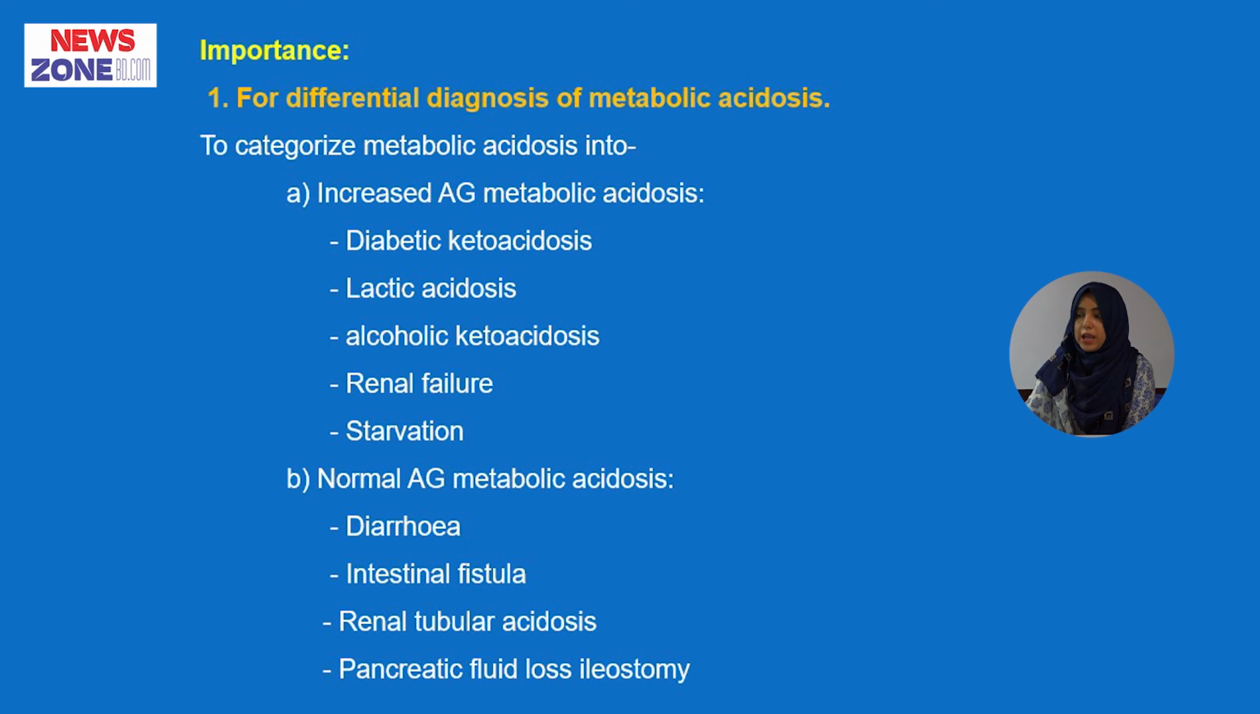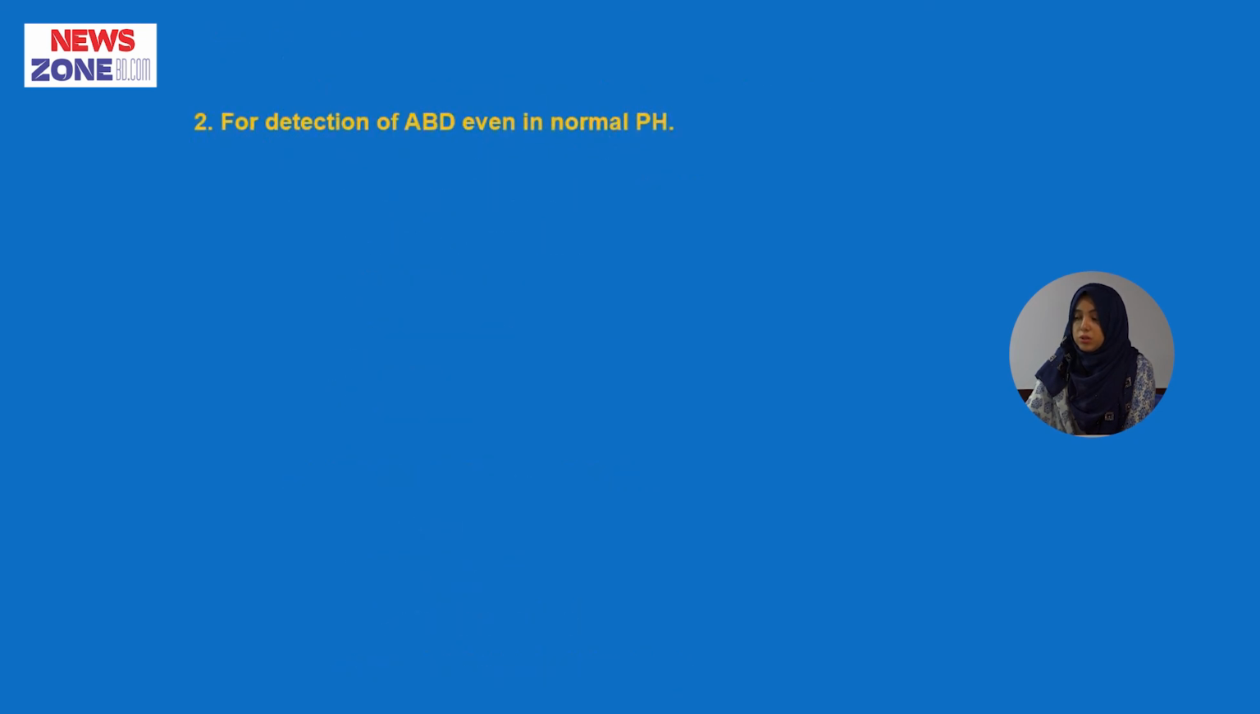The importance of anion gap: number one, for differential diagnosis of metabolic acidosis, to categorize it into increased anion gap metabolic acidosis and normal anion gap metabolic acidosis. The causes of increased anion gap metabolic acidosis are diabetic ketoacidosis, lactic acidosis, alcoholic ketoacidosis, renal failure, starvation. For normal anion gap metabolic acidosis, the causes are diarrhea, intestinal fistula and renal tubular acidosis. Number two, for detection of acid-base disorder even in normal pH.